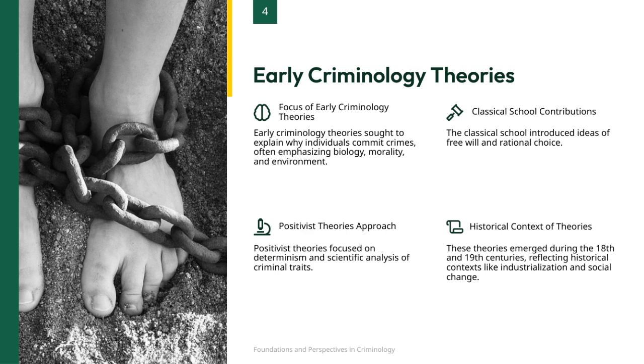In contrast, positivist theories took a different approach by emphasizing determinism, the idea that behavior is shaped by factors beyond an individual's control, and relied on scientific methods to analyze traits associated with criminality. These early theories developed during the 18th and 19th centuries, a time marked by significant social and economic changes like industrialization, which influenced how society thought about crime and punishment.